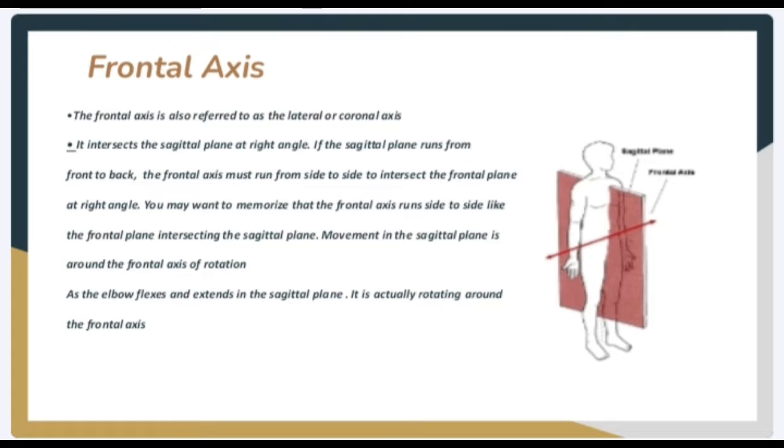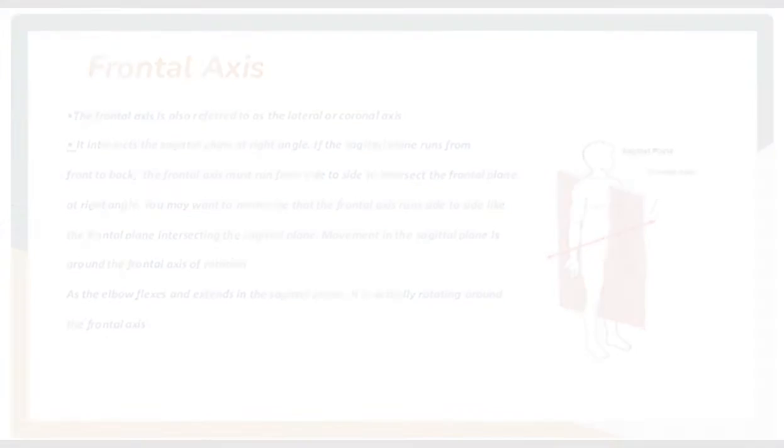You may want to memorize that the frontal axis runs side to side, like the frontal plane intersecting the sagittal plane. Movement in the sagittal plane is around the frontal axis of rotation. As the elbow flexes and extends in the sagittal plane, it is actually rotating around the frontal axis.